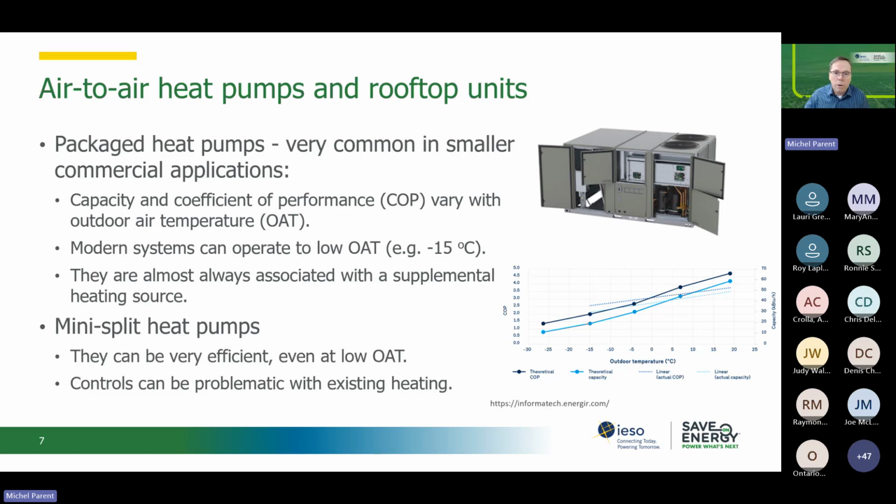You can use a tool like RedScreen, which will provide you that kind of high-level estimate, but you need to have a curve like you see on the slide that will provide you an estimate of how much you're going to lose in terms of capacity as the temperature goes colder, and how much you're going to lose in terms of coefficient of performance, COP.